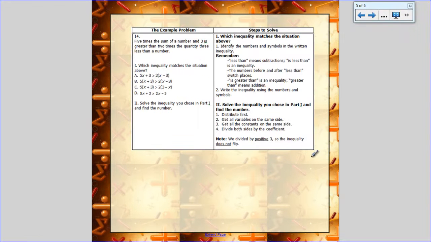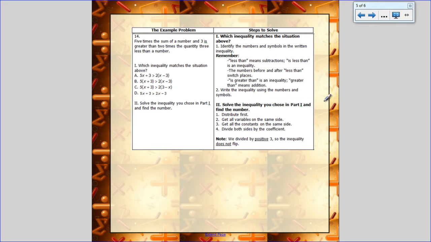The fifth problem on your test correction page is actually problem number 14 from your test. So it says 5 times the sum of a number and 3 is greater than 2 times the quantity 3 less than a number. And then you are asked which inequality matches the solution above, and then after you pick that, you have to solve it.